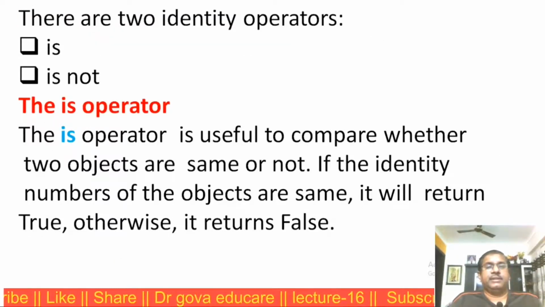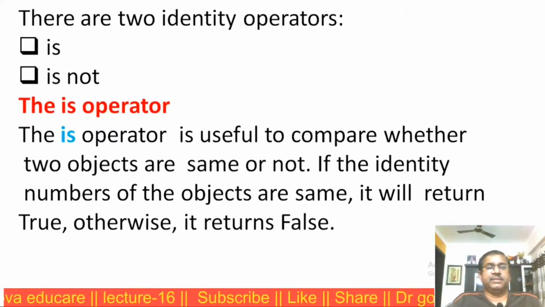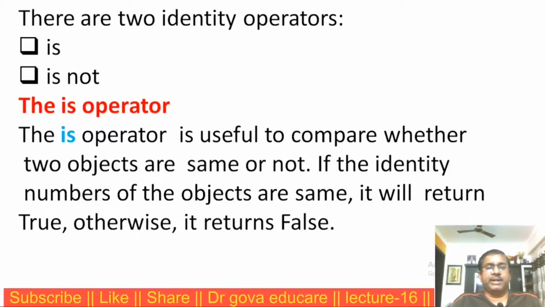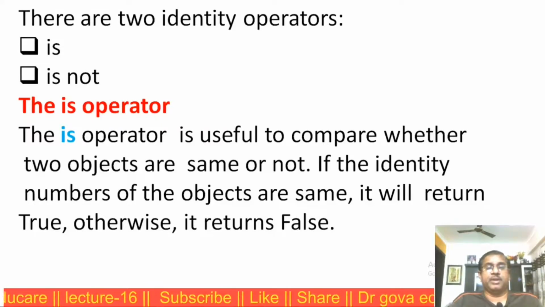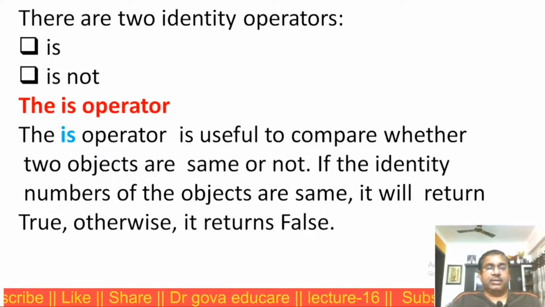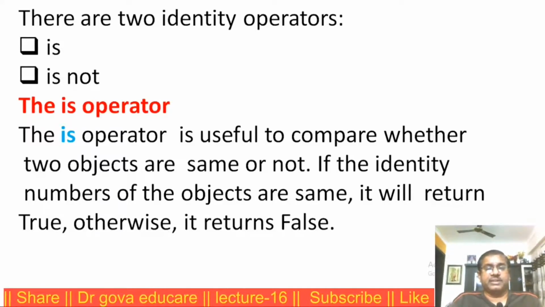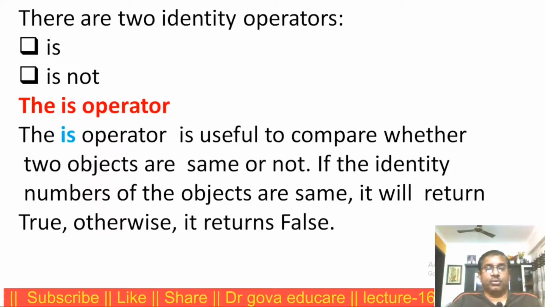Now in this, there are two identity operators: is and is not. We will discuss them one by one. The is operator is useful to compare whether two objects are the same or not. If the identity numbers of the objects are the same, it will return true, otherwise it returns false.